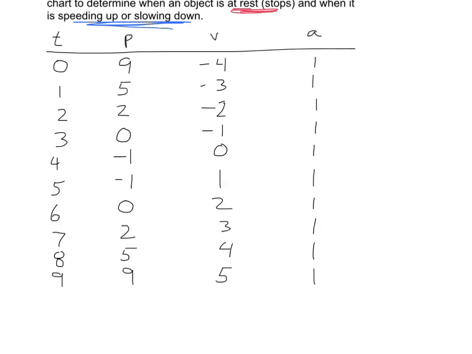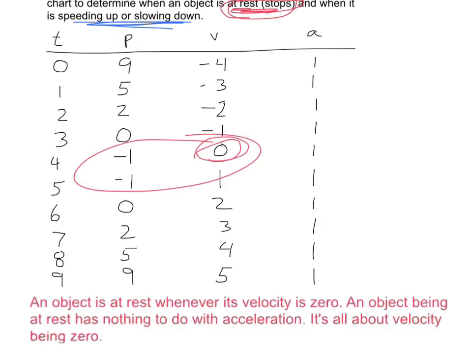So let's handle that rest first, and we even sort of briefly mentioned that. Where does the object stop? And when does it happen that the object's position is not moving? Right? That happens right in this region. And what was it that caused that? We find that an object is at rest whenever its velocity is 0. So that's the first conclusion that I wanted to make.